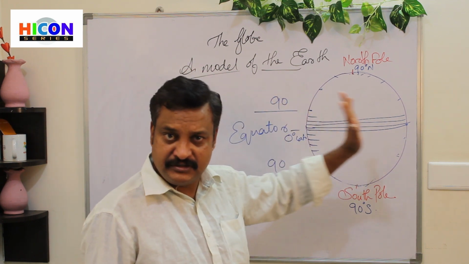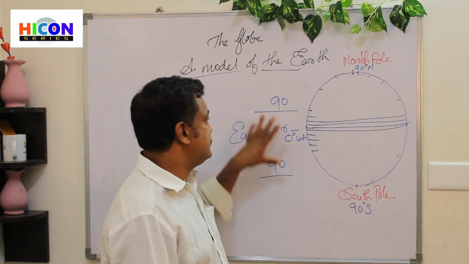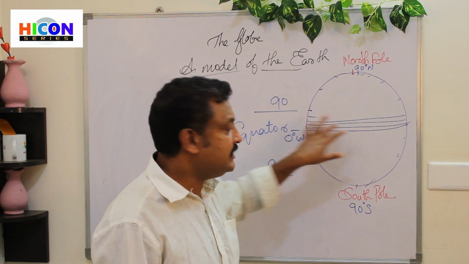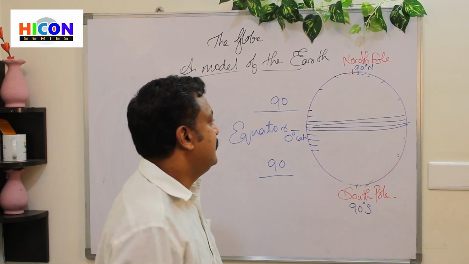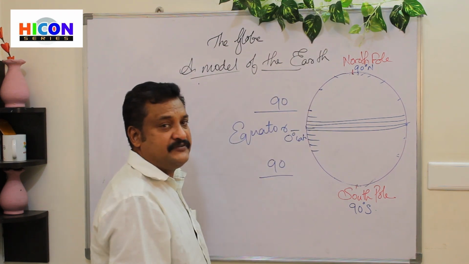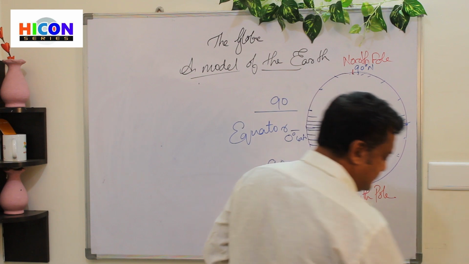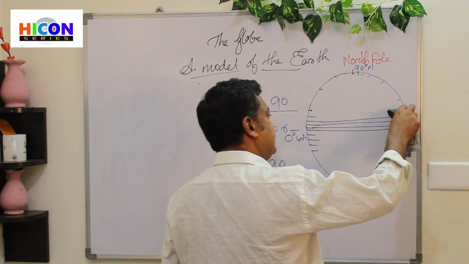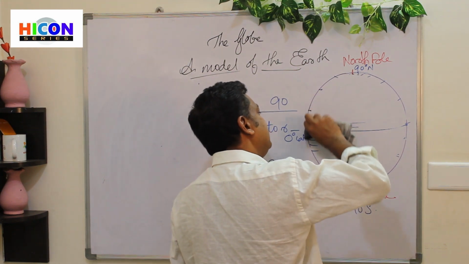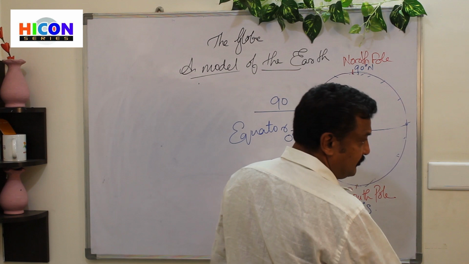Latitudes will never touch each other. The total number of latitudes we have on the earth is 181, including the equator, right? So there are 90 in the northern hemisphere and 90 in the southern hemisphere. We want to consider all these lines, but both in the northern and southern hemisphere, some latitudes are important and some are not that important.